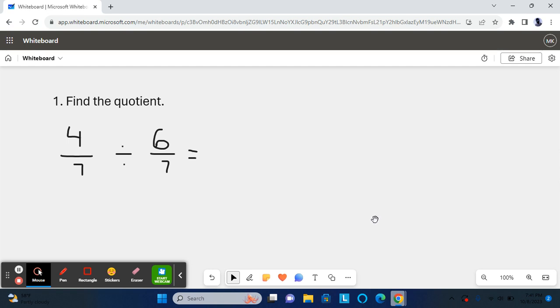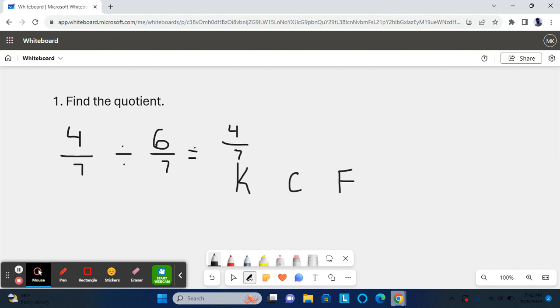Okay, so when dividing fractions, you need to use a method called KCF. The K stands for keep, the C stands for change, and the F stands for flip. So first, you need to keep the first fraction the same.